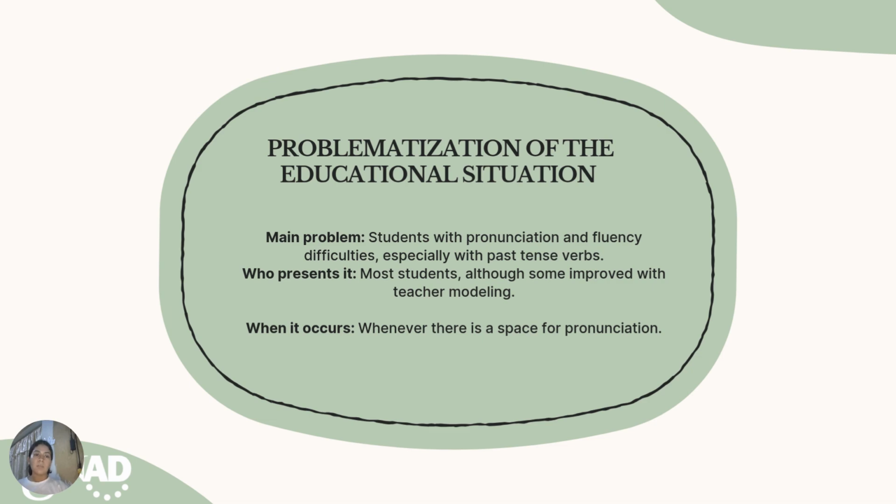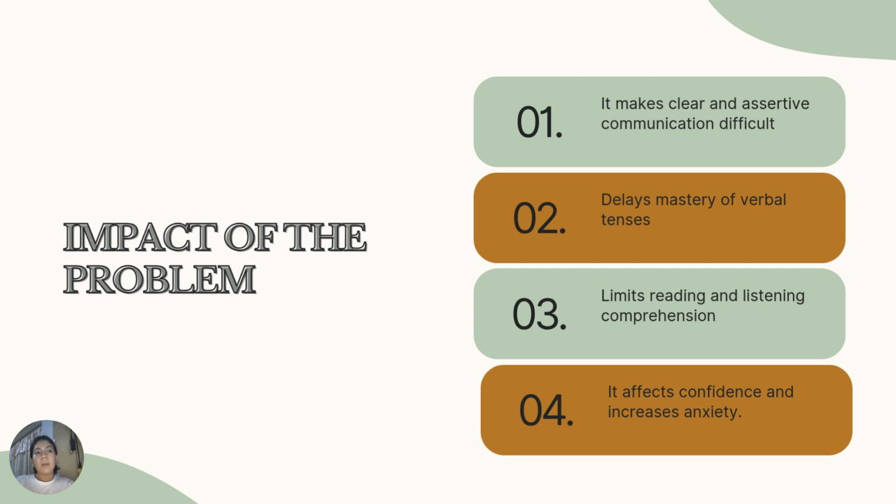Most students improve with teacher modeling, and when it occurs, they want more spaces to practice the pronunciation of the verbs. The impact of the problem, there are four. The first one is that it makes clear and smooth communication difficult. Also, it limits mastery of verbal tenses.